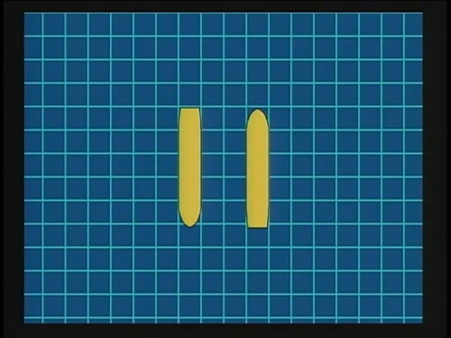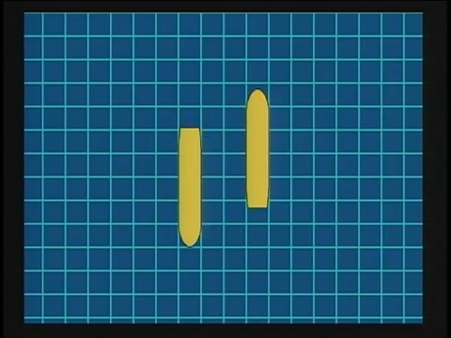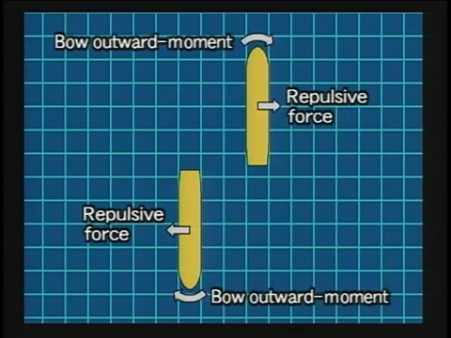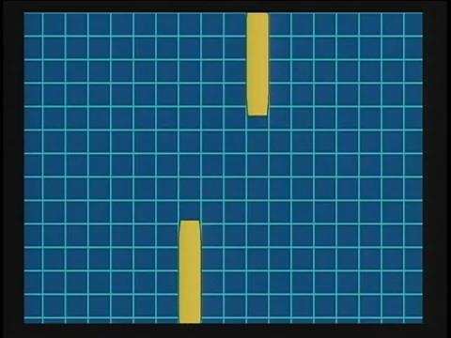Alternatively, strong suction at the midships and bow inward moment are produced between two ships when they come abeam of each other. When the sterns of the two ships pass each other, these effects are transformed into repulsive force and bow outward moment. These effects of extra force and moment fade away quickly as the distance between the two ships increases.